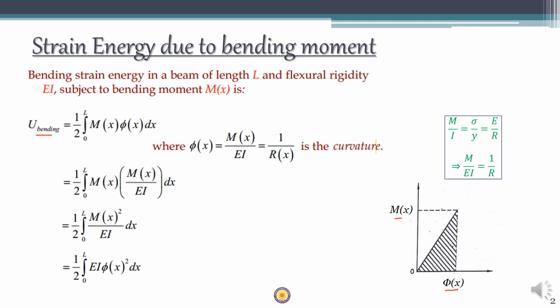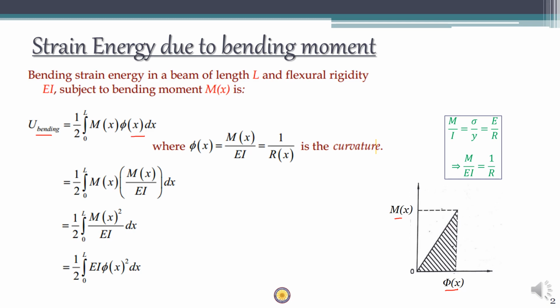of x. We also know that M is not a constant, so it varies along x, so we give it as M of x. Also, the curvature is not a constant, it varies along x, so we say it as phi of x. Okay, so this is for a particular section. In order to get the total, we have to integrate it from 0 to L along the x direction. So the expression becomes half, which is a constant, we take it outside, half into integral 0 to L M of x multiplied by phi of x dx.